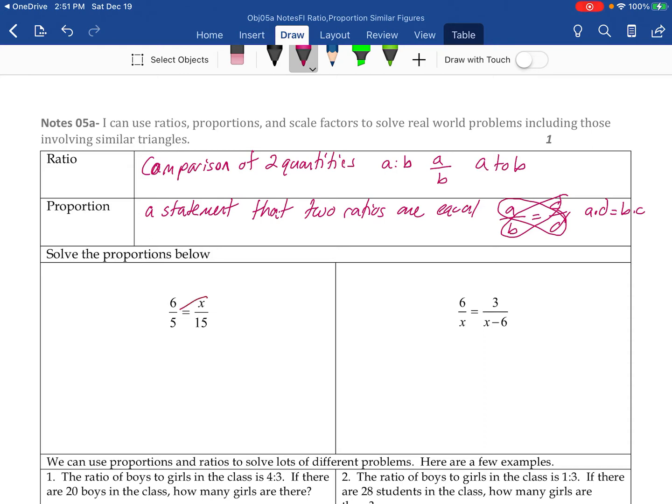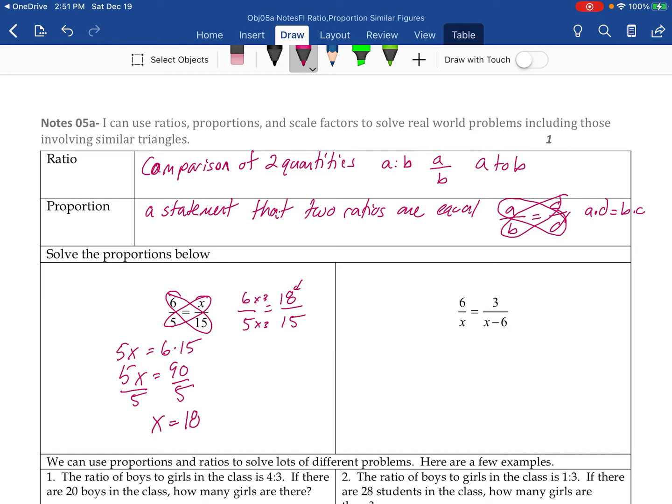All right, so to solve the proportions below, I cross multiply, so that's going to be 5 times x equals 6 times 15. 5 times x equals 90. X equals 18. And so my proportion is 6 over 5 equals 18 over 15. And you should have learned in middle school that you can also use equivalents. I know that 5 times 3 is 15, so 6 times 3 would have given me that number there as well.